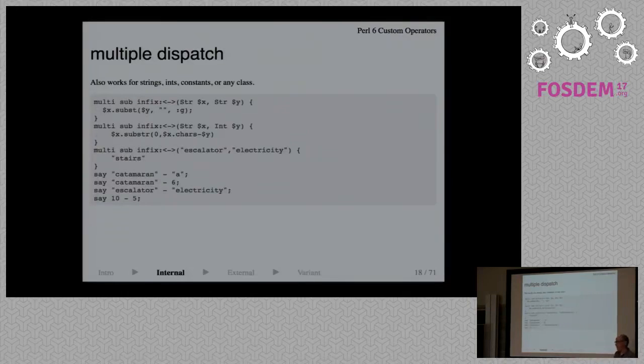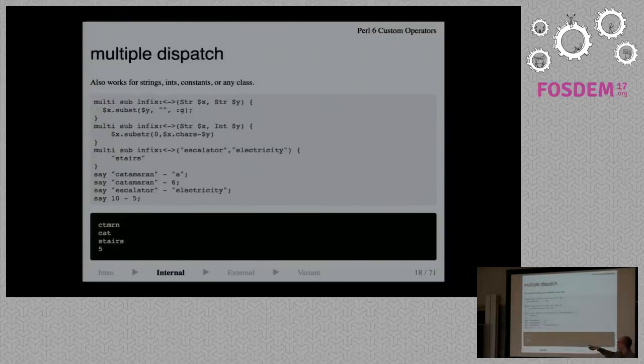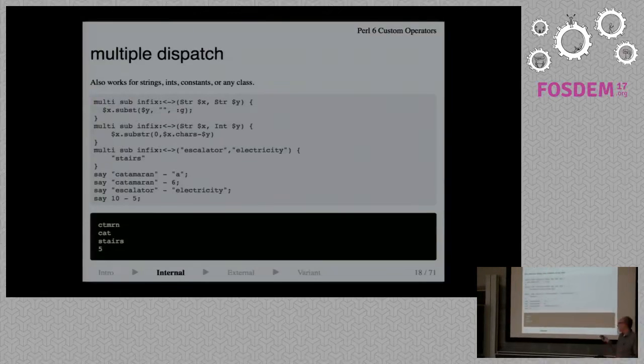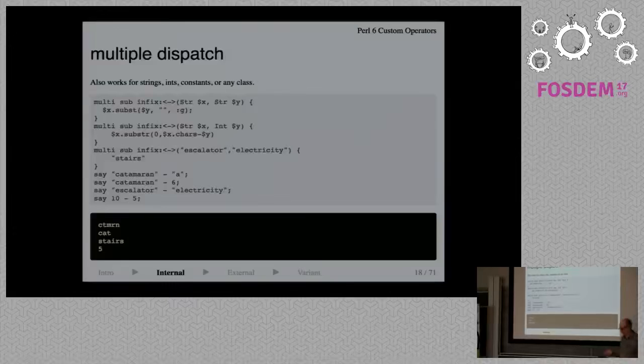Okay, so what if we put in things like constants? I think this is what you're saying, right? We have strings here as 2 arguments, and that works fine. What if we want to subtract an int from a string, meaning we take a few characters off the end, and if we put a constant here, that also takes precedence. So here we can say an escalator minus electricity, and we get stairs. Even though they're strings, we have a more narrow type than the string type. So we can take the A's out of catamaran, we can subtract 6 letters from catamaran, and 10 minus 5 still works.